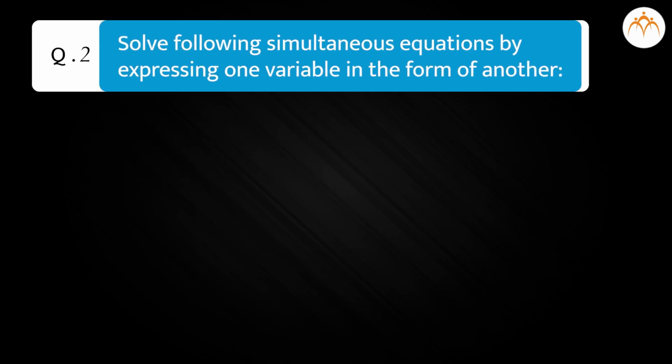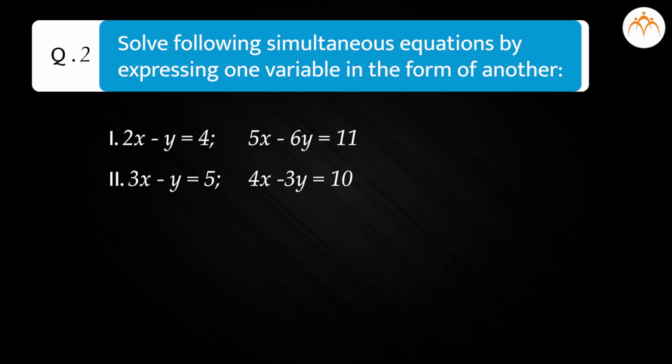Solve the following simultaneous equations by expressing one variable in the form of another. 2x minus y is equal to 4, 5x minus 6y is equal to 11. 3x minus y is equal to 5 and 4x minus 3y is equal to 10.